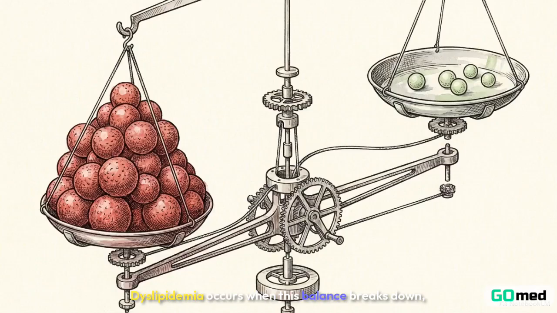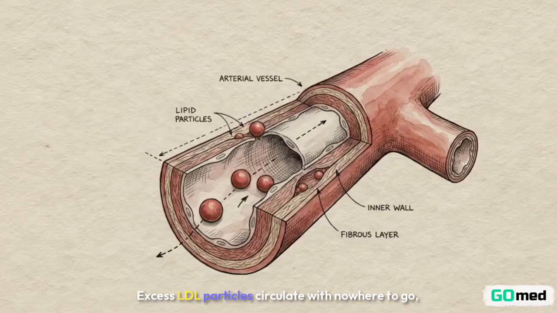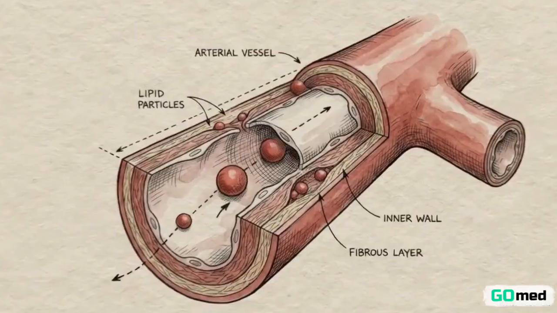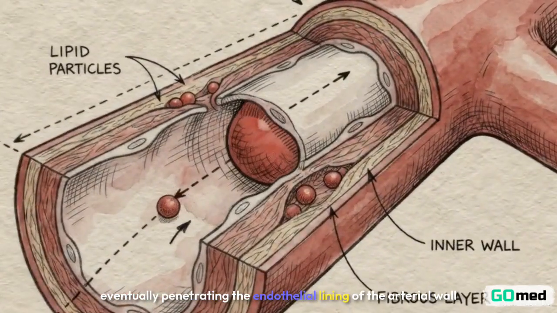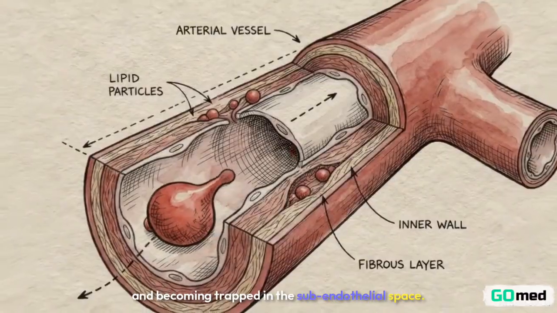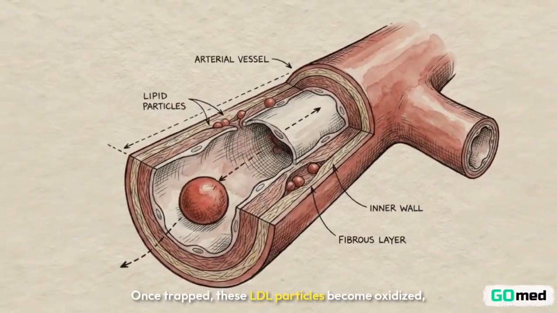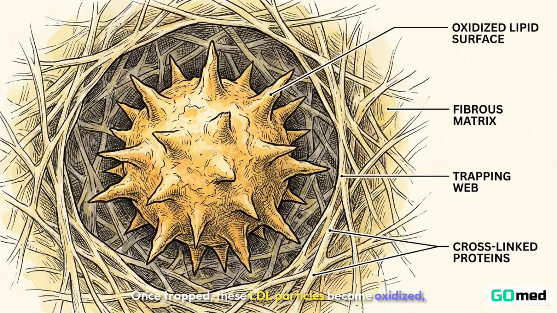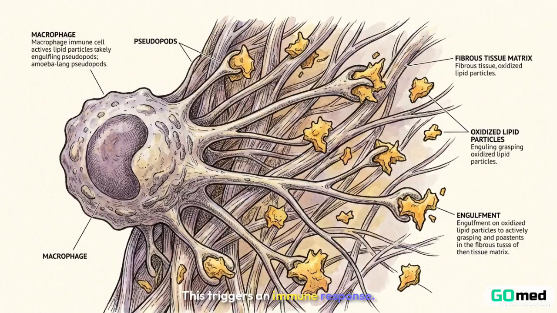Dyslipidemia occurs when this balance breaks down, characterized by high LDL and insufficient HDL clearance. Excess LDL particles circulate with nowhere to go, eventually penetrating the endothelial lining of the arterial wall and becoming trapped in the subendothelial space. Once trapped, these LDL particles become oxidized, transforming into highly reactive atherogenic molecules. This triggers an immune response.